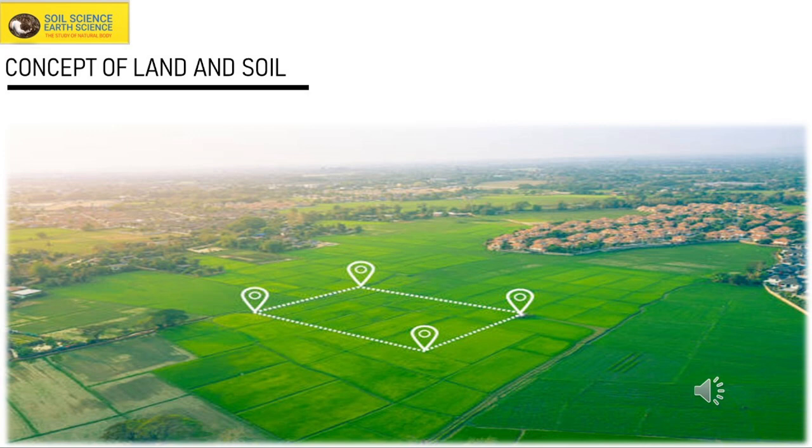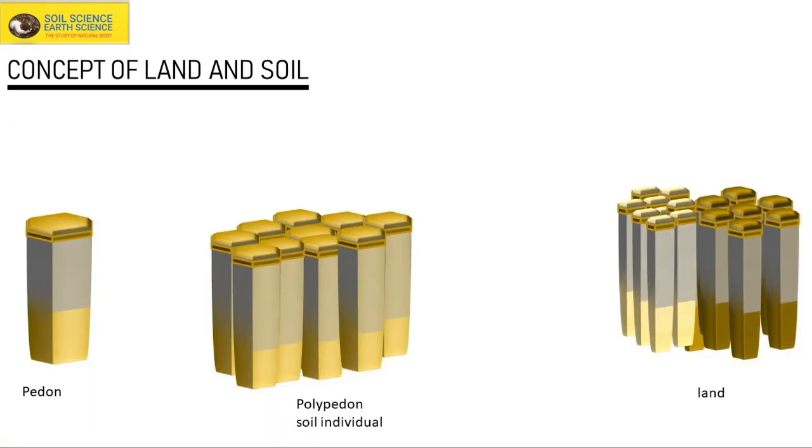So the question arises, is the land the smallest entity of a soil? The answer is no. The smallest entity of a soil is known as the pedon. Pedon is the small basic soil entity or soil unit, whereas the polypedon is a group of similar pedons, and the land is the collection of dissimilar polypedons.